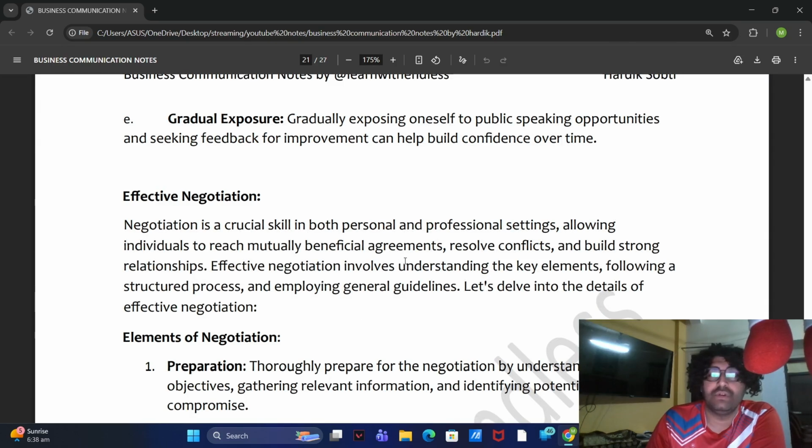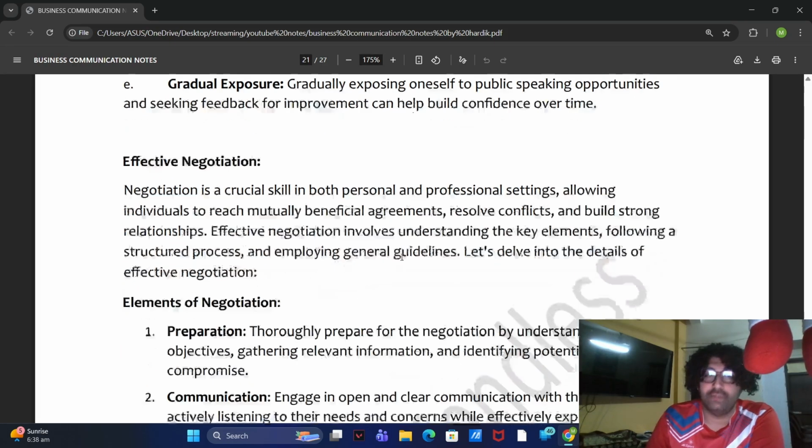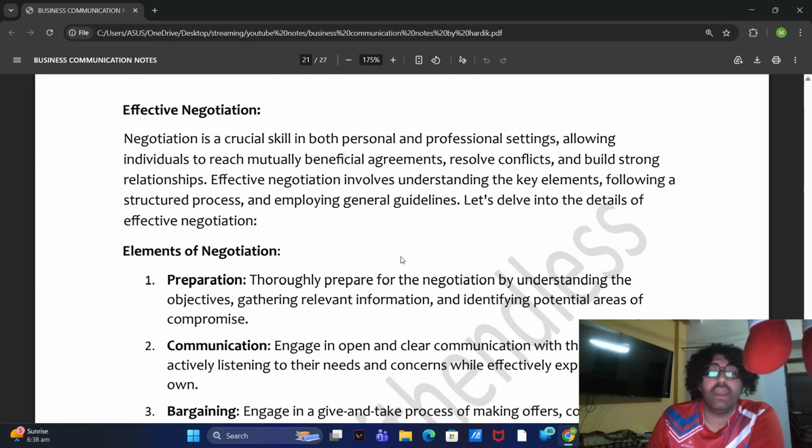Gradual exposure. Gradually exposing oneself to public speaking opportunities and seeking feedback for improvement can help build confidence over time. Next topic, effective negotiation. Negotiation is a crucial skill in both personal and professional settings, allowing individuals to reach mutually beneficial agreements, resolve conflicts, and build strong relationships.